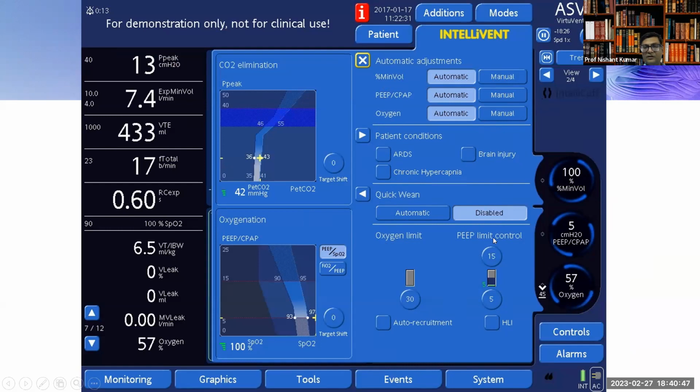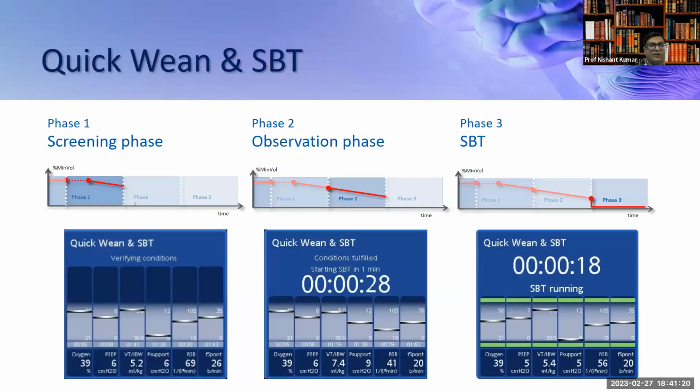PEEP limit, we set the lower limit or upper limit on our own, or we decide on the HLI and auto recruitment if required. That is FiO2 by PEEP and PEEP by SpO2. That is how the oxygenation is controlled, and on the basis of your peak pressures and the CO2 values, your minute ventilation is set. Okay, so that is all you have to set, and the rest of the work is done by the IntelliVent itself.